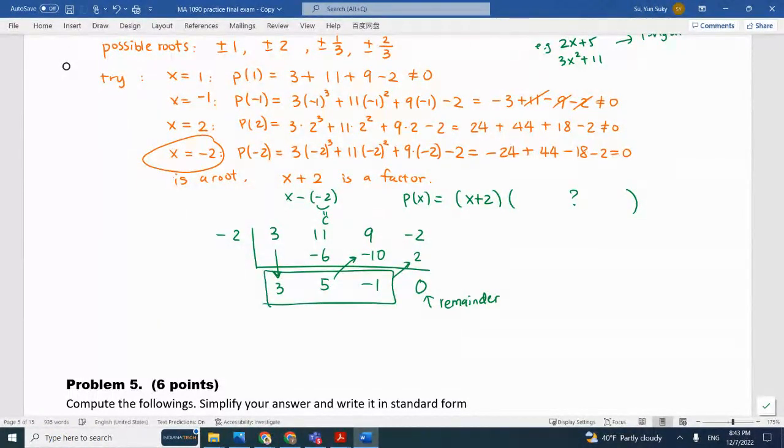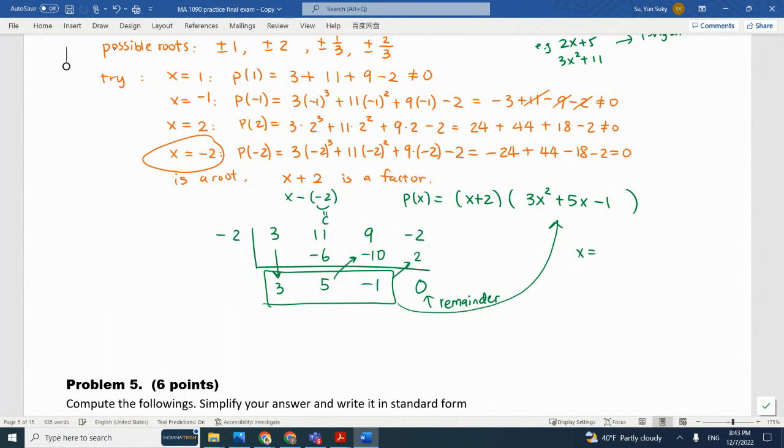Therefore, 3, 5, -1 corresponds to 3x squared plus 5x minus 1. Okay. Can we factor this? I don't think so. You put 3x and x, and 1, -1, you put -1 or +1. But no matter what you put there, it won't give you 5x. So in this case, you have to use the quadratic formula.